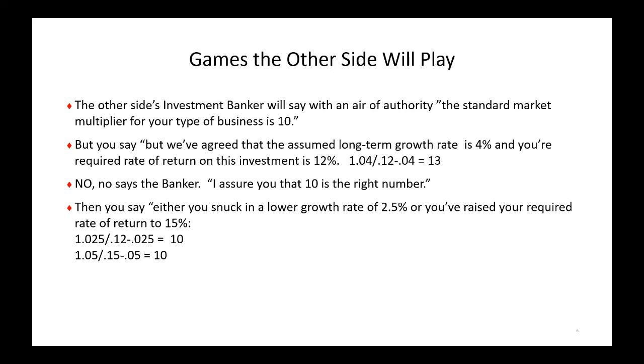The banker, the buyer, will tell you in an authoritative voice, the standard market multiplier for your type of business is 10. But you say, we've agreed that the projected long-term growth rate is 4%. And the buyer's required rate of return on this investment is 12%. Well, that would give a multiplier of 13. No, the banker will say, I assure you that 10 is the right number.